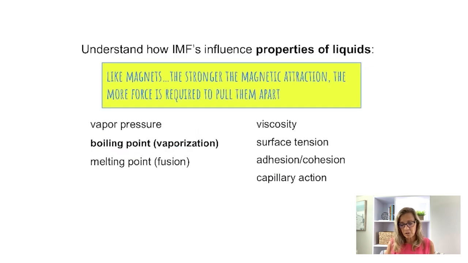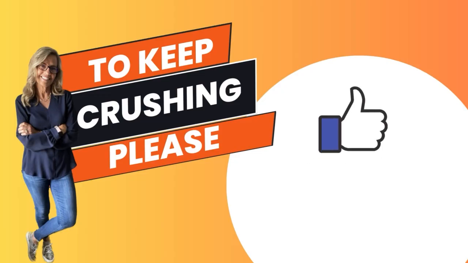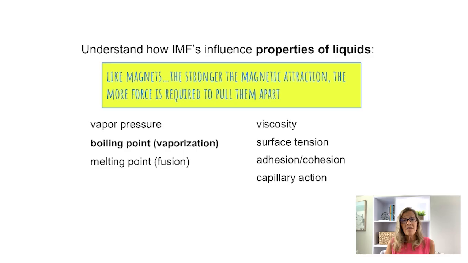Now, let's talk about physical properties and how this relates. Okay, think about magnets. The stronger the force attracting magnets. One time I had a student bring in some neodymium magnets that were so strong, I couldn't physically pull them apart. It was crazy. So think about it. The stronger the magnetic force, the greater the force it takes to overcome that force. Well, that's what IMFs are. They are these attractive forces that hold particles together. So the stronger the IMF, the greater the force it takes to overcome that force.